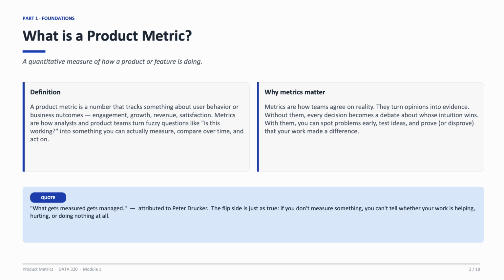If you don't measure something, you can't tell if your work is helping, hurting, or doing nothing at all. Without metrics, every decision becomes a debate about whose intuition wins. Metrics turn opinions into evidence. They let teams agree on reality. That's the whole game. But before we get into how to pick good metrics, we need to talk about the mindset that makes good metrics work possible. And that's product sense, which I'm covering in the next slide.